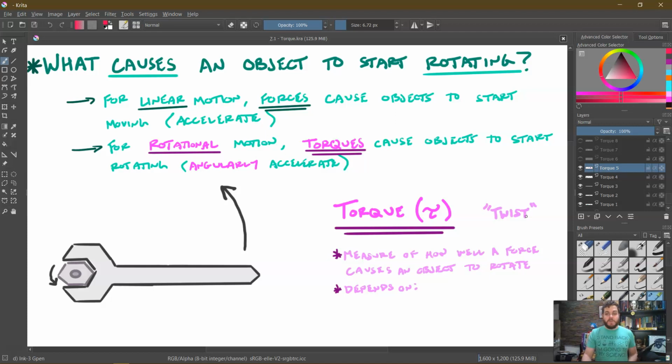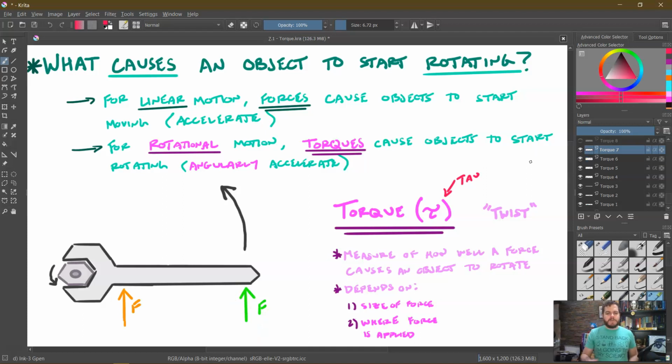And we abbreviate torque with this new symbol here. This is a lowercase tau. It kind of looks like a curvy T. And this is a measure of how well a force causes an object to rotate. But it depends on a few different factors. First off, it depends on the size of the force. If I push harder, that's going to cause it to rotate more efficiently. So the size of the force is a factor of torque.